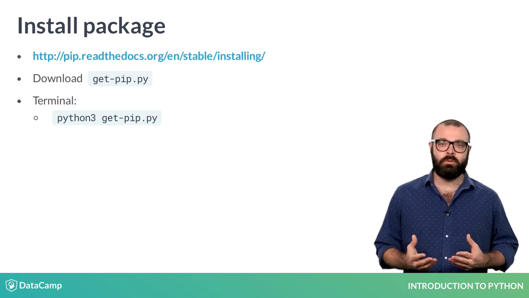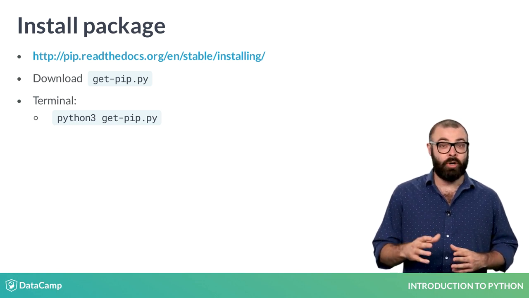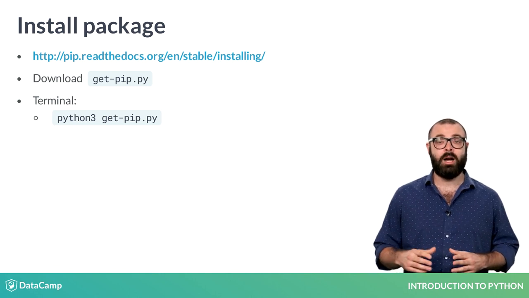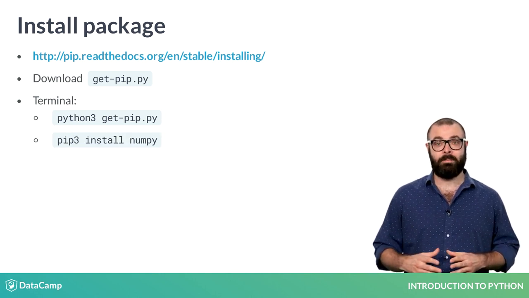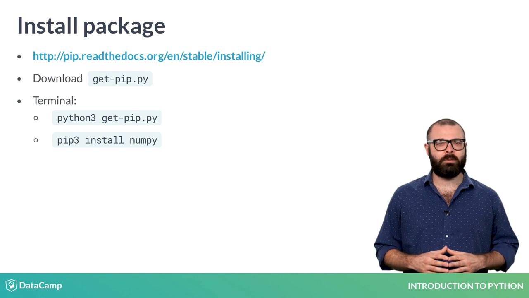Suppose we want to install the NumPy package, which you'll learn about in the next chapter. You type pip3 install numpy. You have to use the commands python3 and pip3 here to tell our system that we're working with Python version 3. Now that the package is installed, you can actually start using it in one of your Python scripts.